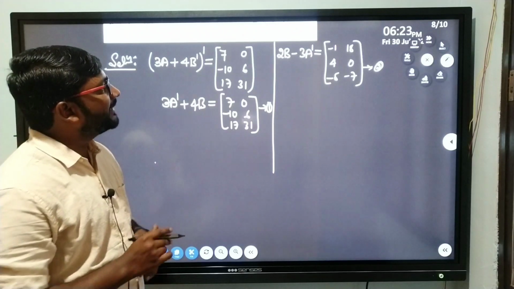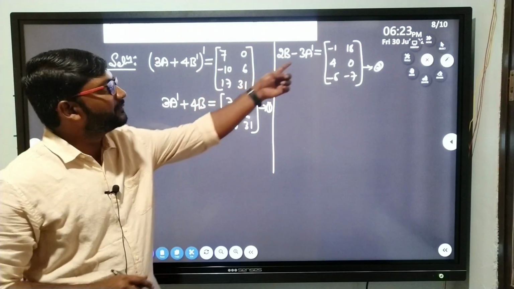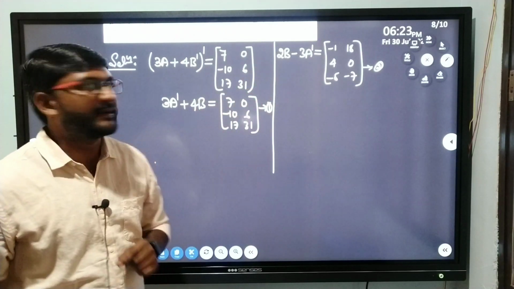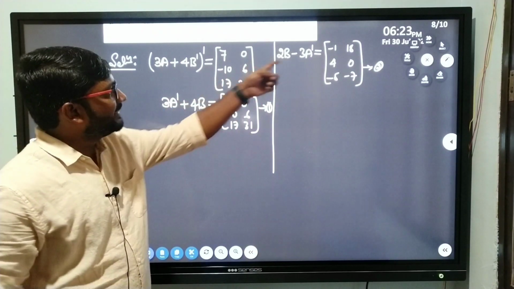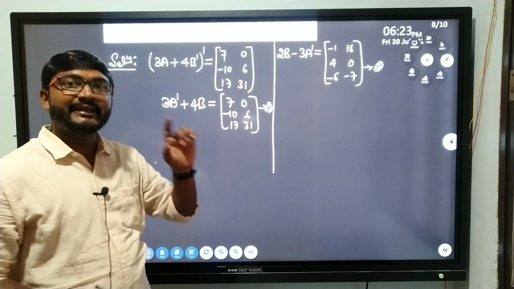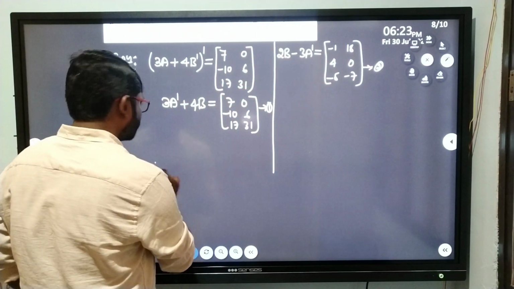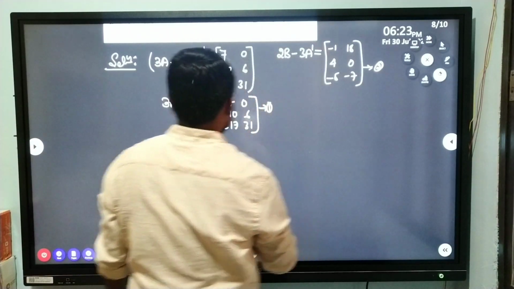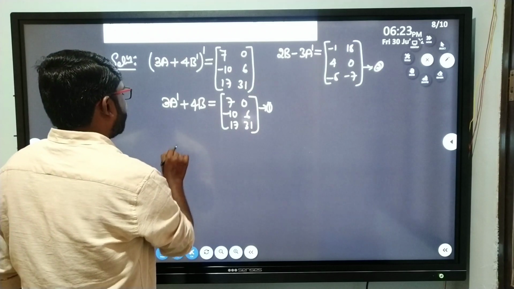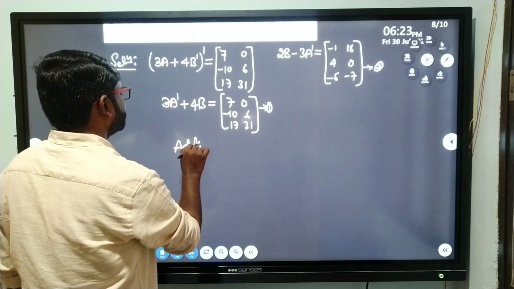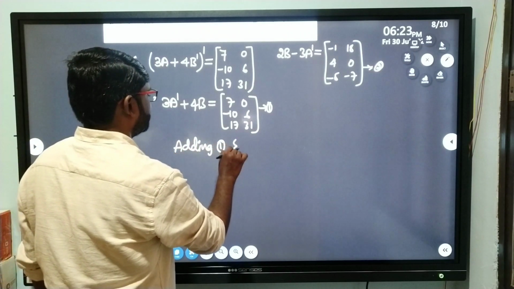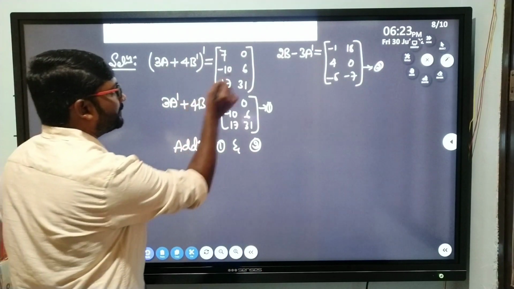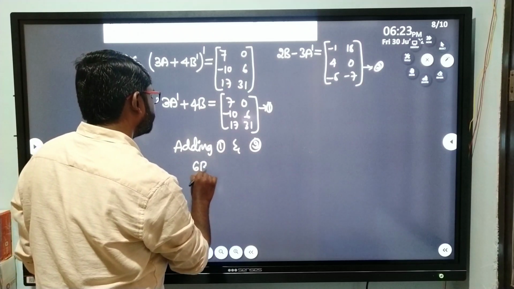So how do you calculate the matrix B now? Add these two equations. Add the LHS separately and the RHS separately. Adding 1 and 2, -3A' plus 3A' cancels, and 4B plus 2B is 6B.